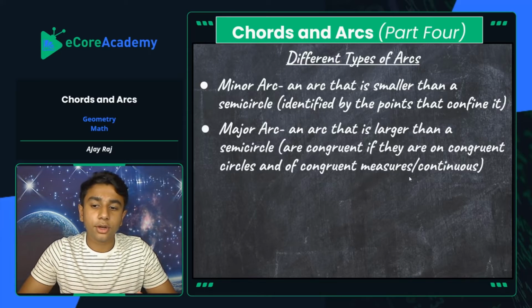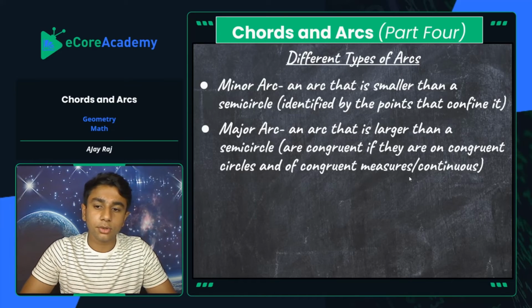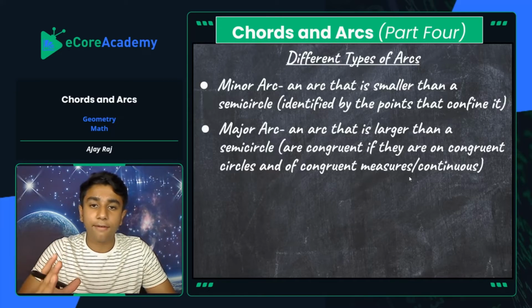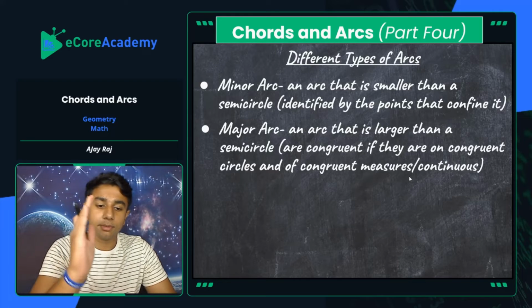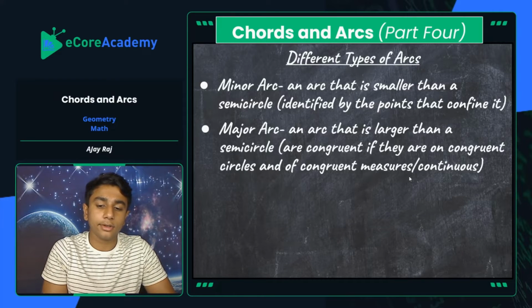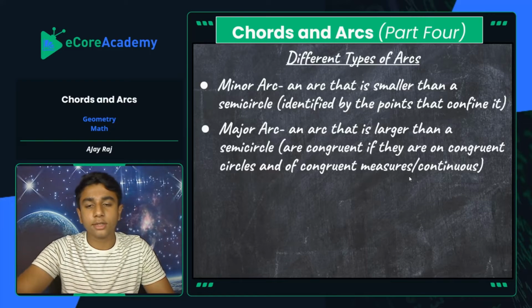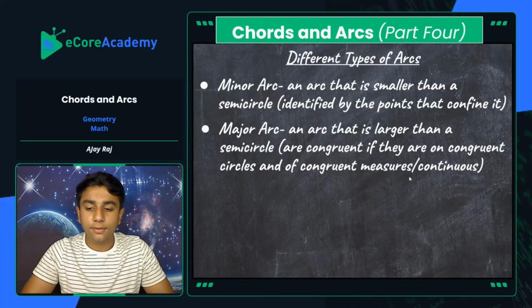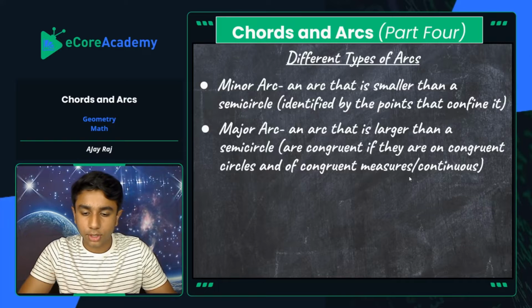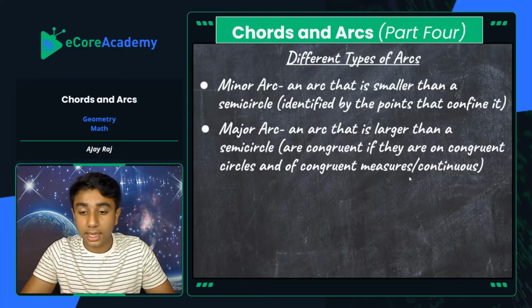And then your major arc is an arc that is larger than a semicircle. A semicircle is what's halfway at 180 degrees, halfway around your circle. Minor arc is less than halfway, less than 180 degrees. Major arc is going to be larger than that, so it's going to be the inverse. And I'm just trying to say here as a little PS.